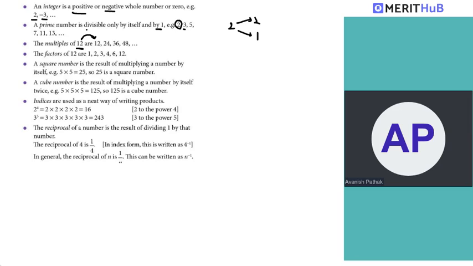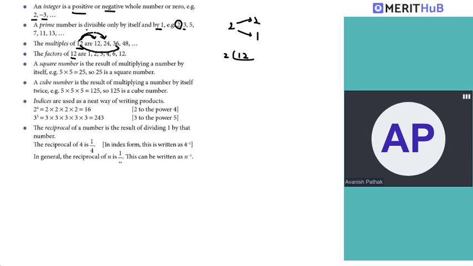So if 12 is multiplied by 1, I get 12. If 12 is multiplied by 2, I get 24. If 12 is multiplied by 3, I get 36. So these are multiples. What are the factors of 12? The factors of 12 should be 1, 2, 3, 4. That means I have to go for the LCM for 12.